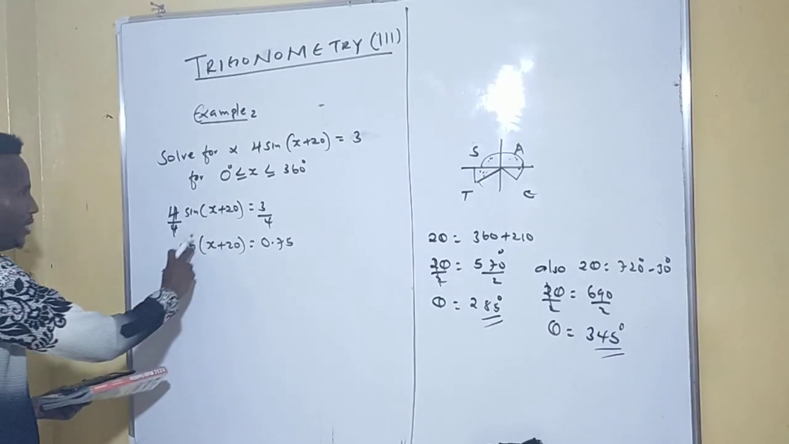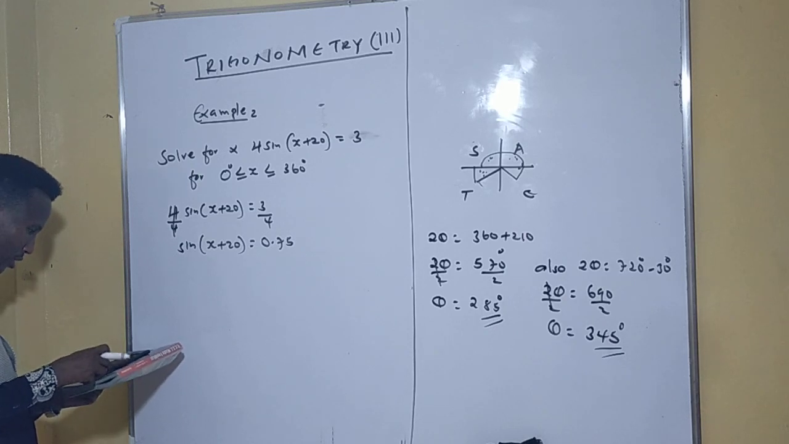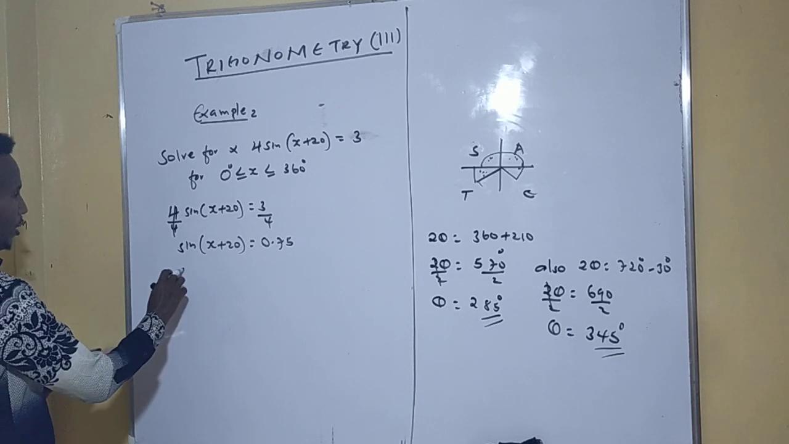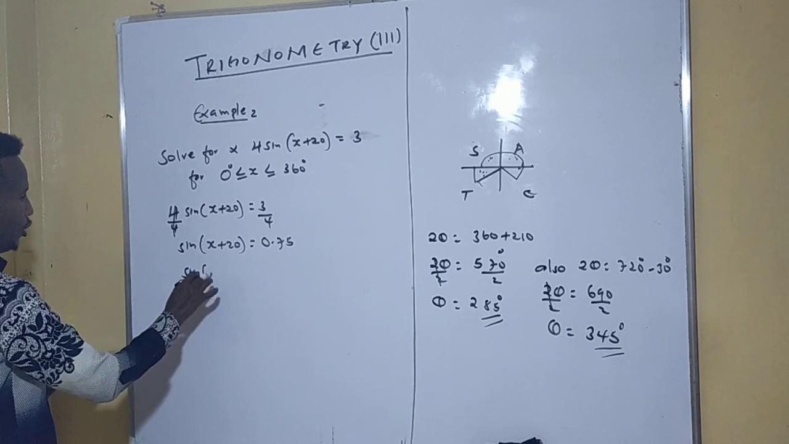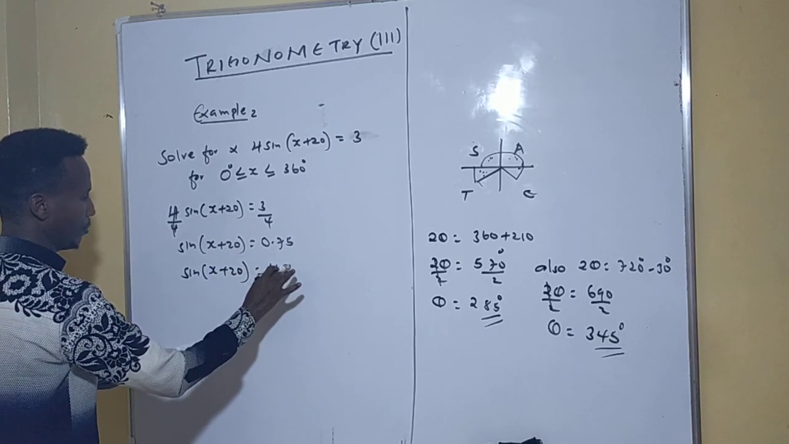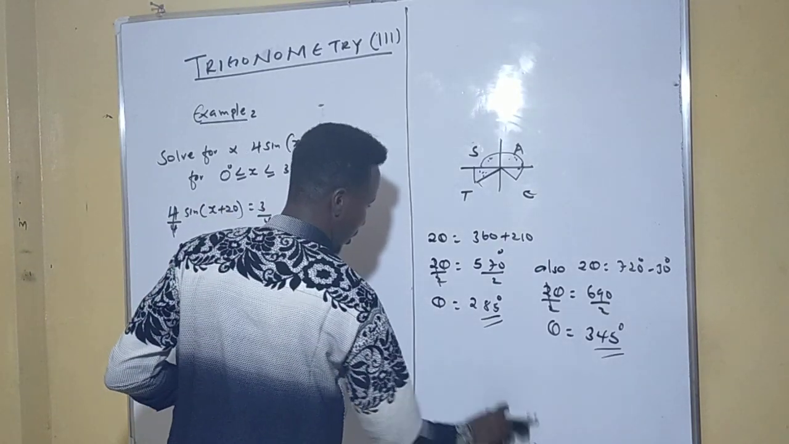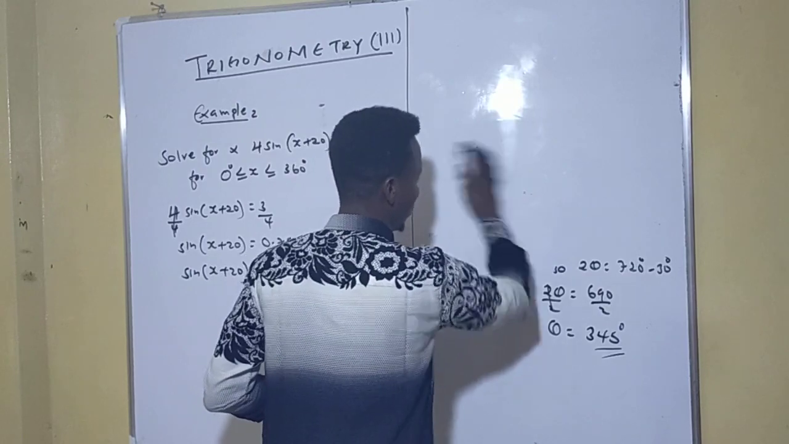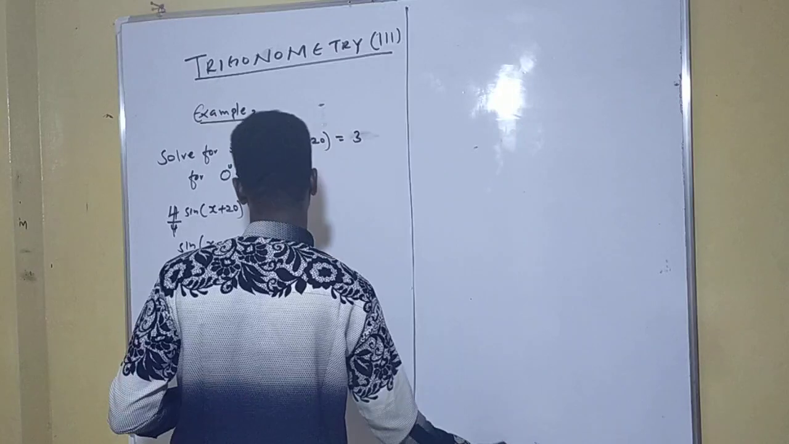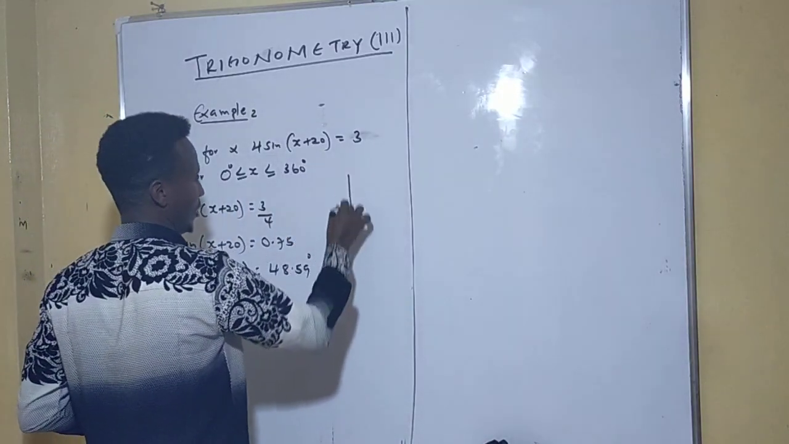Then I will say sine inverse of this one. Shift sine 0.75. That is 48.59. So I will have sine into x plus 20 is equal to 48.59. Okay, I will come to my quadrants. Look at this point. Remember, sine is positive again. Sine is positive.